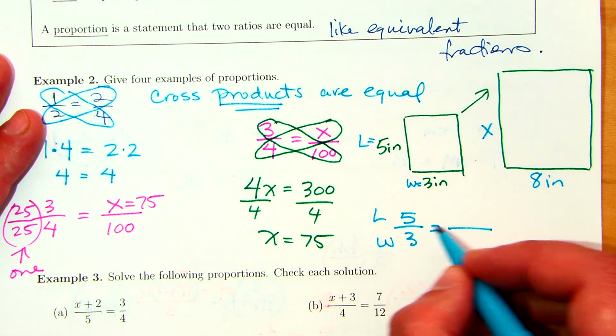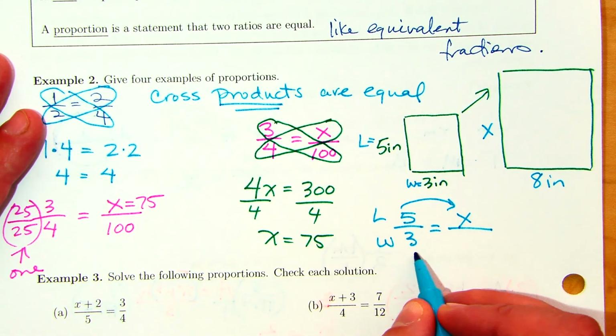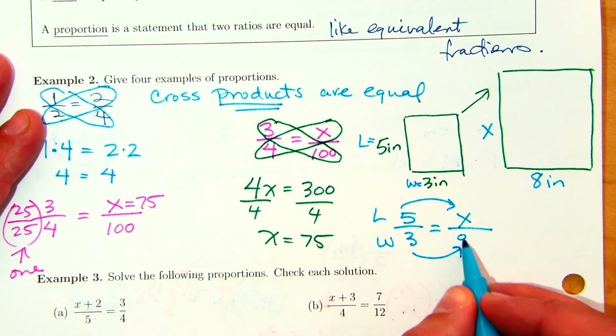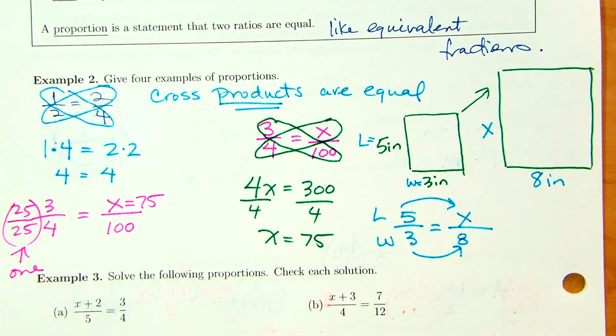Yeah, the x should be where the 5 is because it's corresponding, and the 3 goes where the 8 is because those are both widths, and I'm comparing the length to the width. Now, 3 doesn't go evenly into 8, so this is where I would want to use my cross products principle.